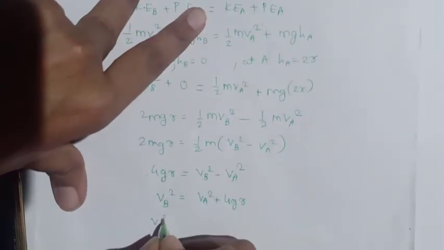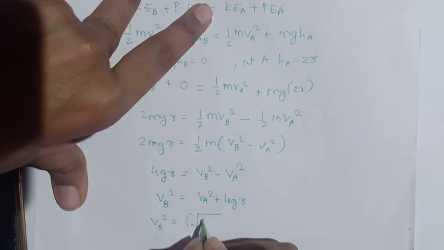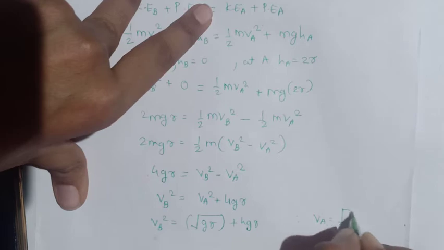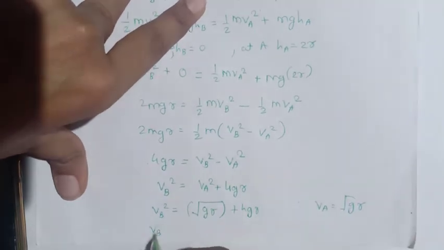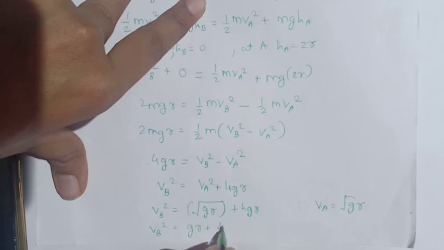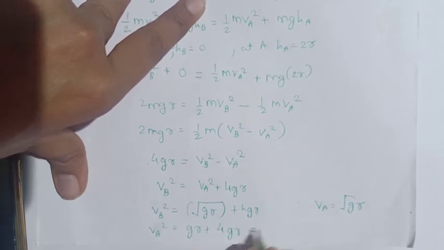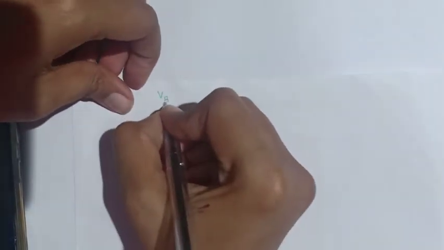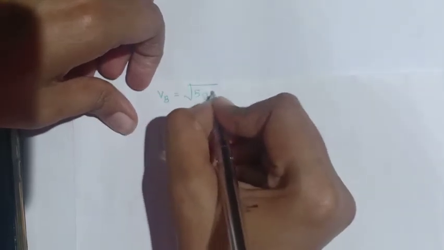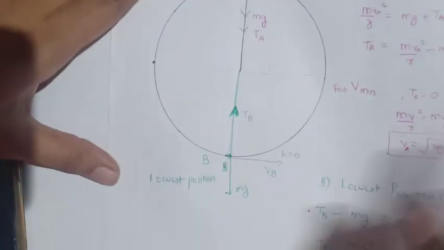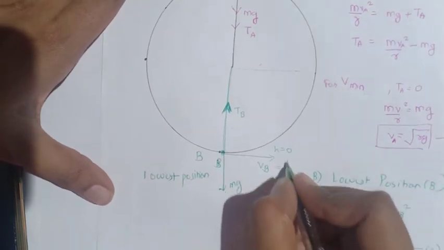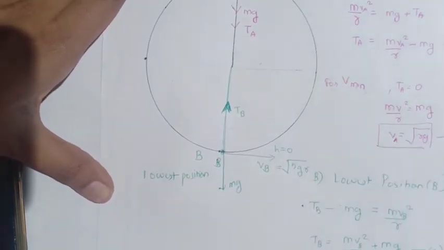From the earlier equation you have vA equal to under root gr. So when you substitute in this case, you will get vB square equals gr plus 4gr, which is equal to 5gr. What does it mean? That vB equals under root 5gr. So the velocity vB at this position is under root 5gr.